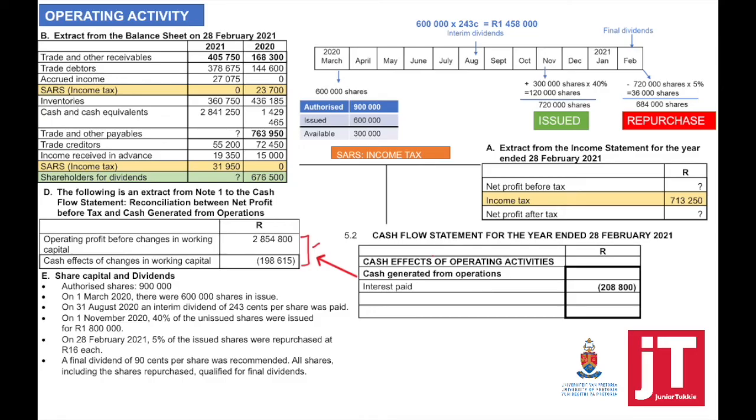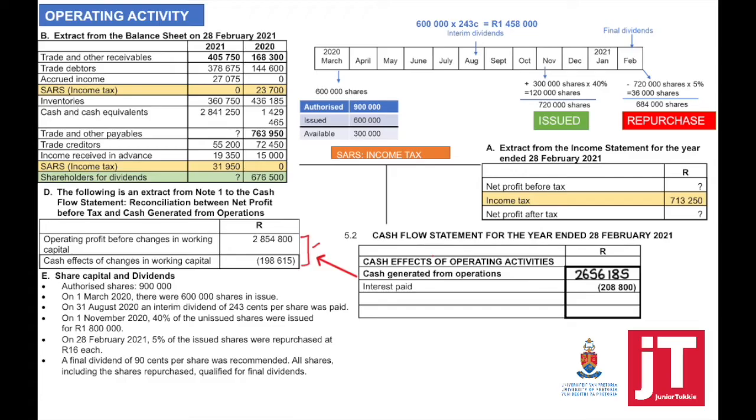So we are going to take the difference, and that will appear as cash generated from operations. Cash generated from operating activity, interest paid, dividends paid, tax paid consists of the operating activity. So the next thing that we're going to look at is dividends paid.